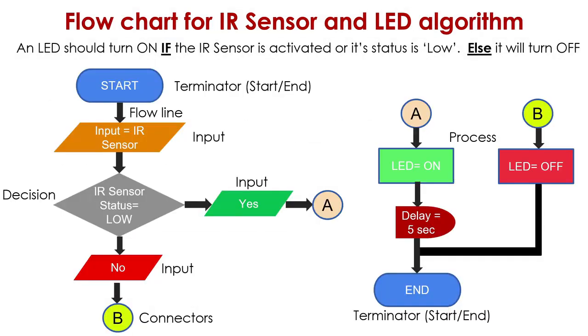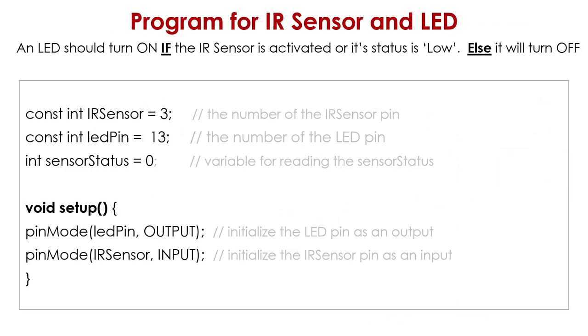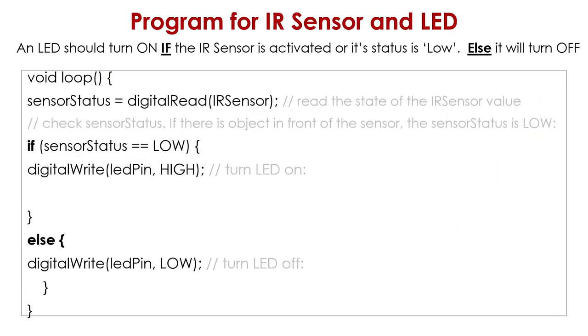In the second case, I have added a delay here. As you can see, everything is the same right from start to end, but in between I have added a delay. So when there is an obstacle next to the IR sensor, the LED turns on, and because of the delay, the LED will turn on for 5 seconds.